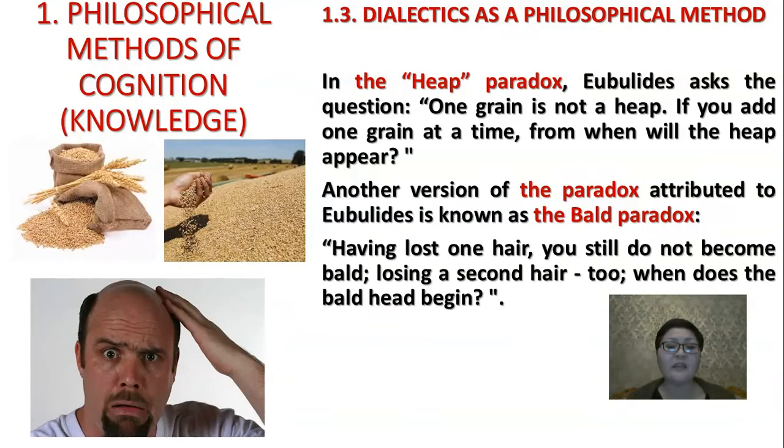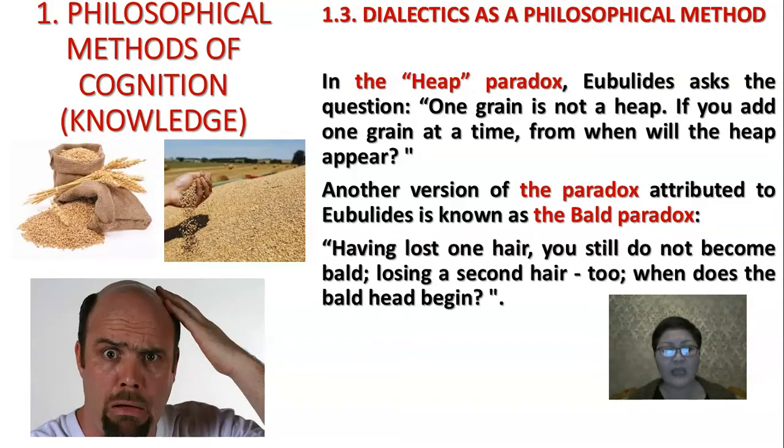Another version of the paradox attributed to Eubulides is known as the bald paradox. Having lost one hair, you still do not become bald. Losing a second hair too. When does the bald head begin? So if we take out hairs one by one, after which hair can a person be called a bald-headed person?